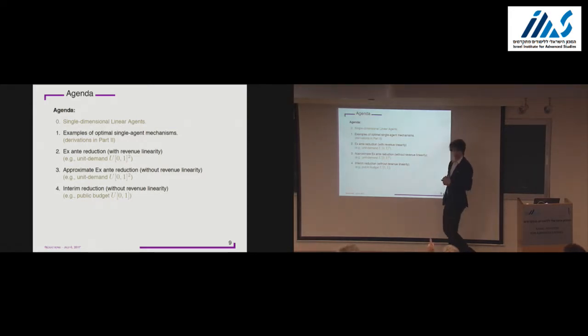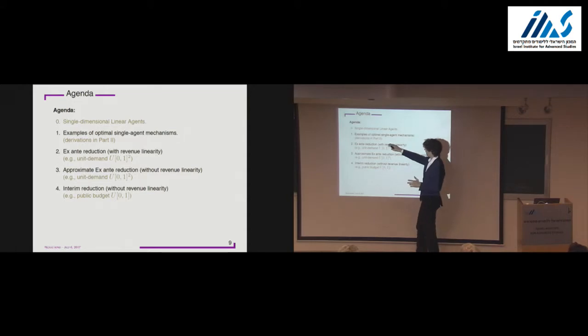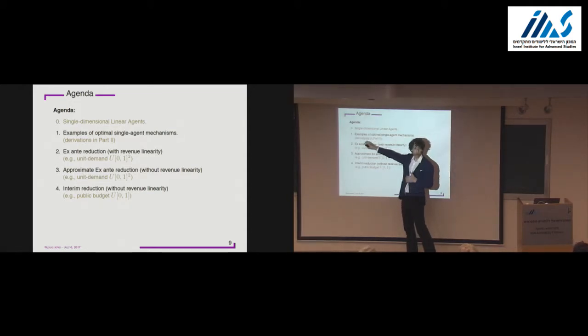So I'm confused. Part 1 is not part 0, so that's non-linearity. So part 0 was single-dimensional linear agents, which I already talked about. So then I'm going to give you some examples of single-agent optimal mechanisms for multi-dimensional and non-linear preferences. Okay? And I'm just going to give you the examples, and we're going to derive those in part 2 after lunch. Okay?